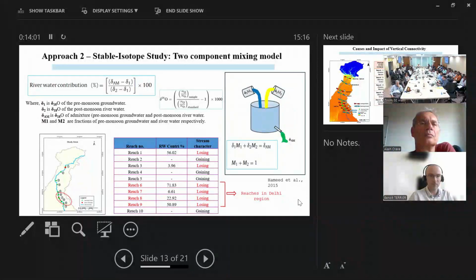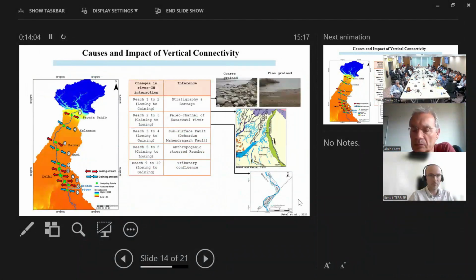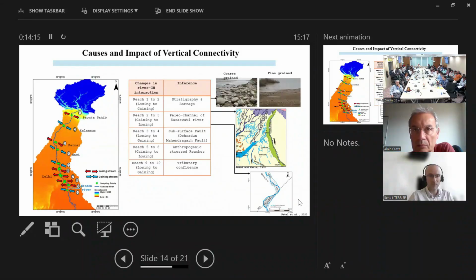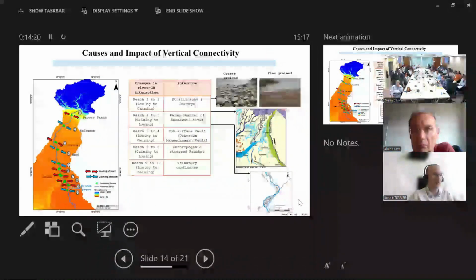So it means that the groundwater can be used to understand that kind of dynamics, and to understand the river morphology and river dynamics, we have to see the basin in three dimensions, and vertical connectivity needs to be analyzed. But before that, I show the result here.